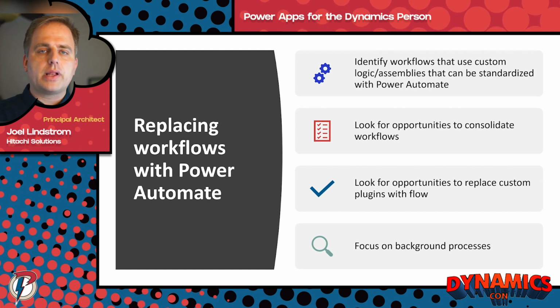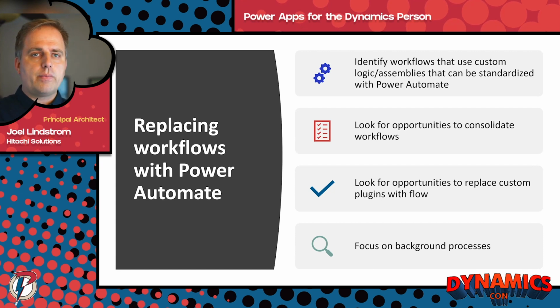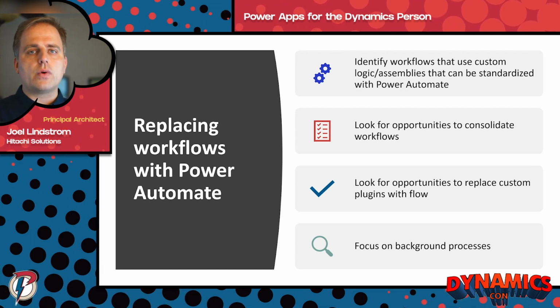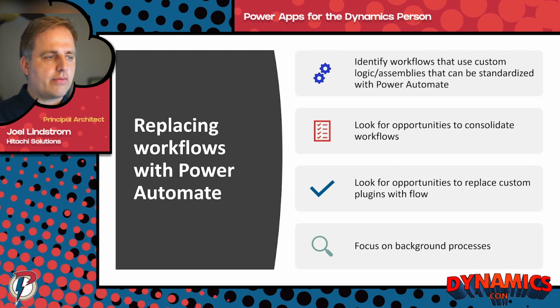And then we have plugins. Now plugins are still great, but there's a much lower need for them. So start with the more complex ones, the background processes, and start replacing those and set a rule that we're not going to create any new background workflows. We're not going to add technical debt. We're going to create all those as Power Automate flows.